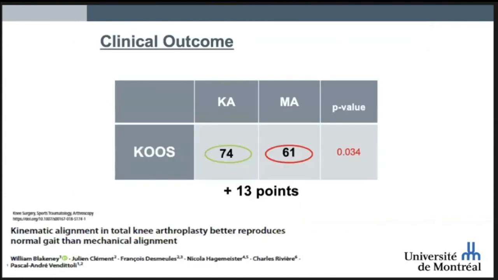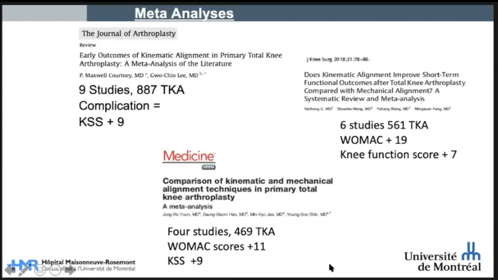This led to a significant difference in clinical outcome for these patients, plus 13 points in the KA group versus the MA group. This difference of 13 points is major. This is something that you cannot obtain by changing implant design. This benefit of kinematic alignment was confirmed in many studies, and as you can see here, 3 different meta-analyses concluding that KA achieves either equal or superior clinical function than MA without increasing the adverse event or revision rate.